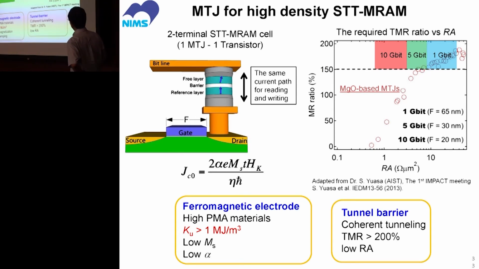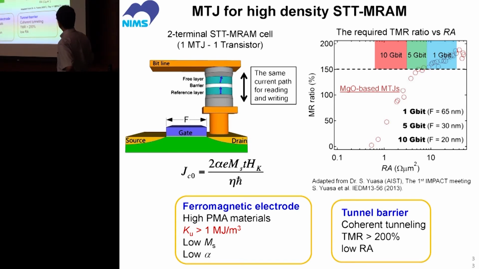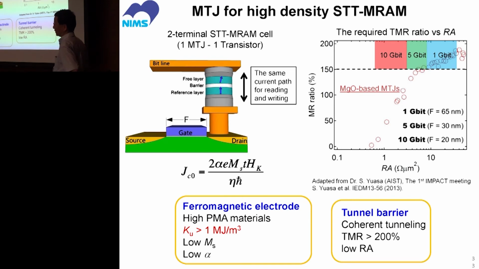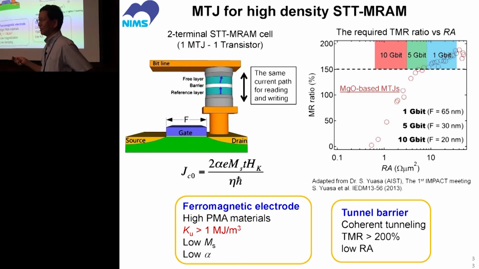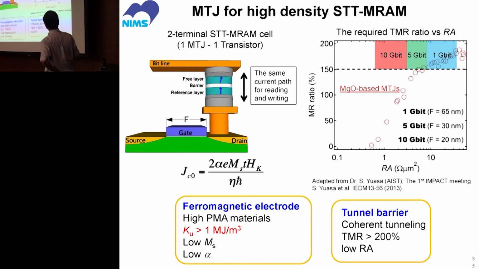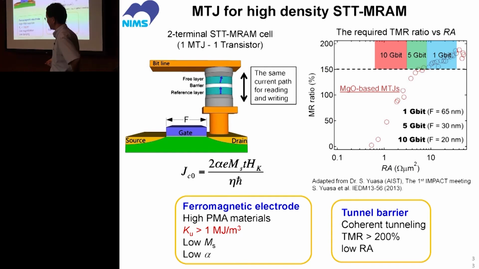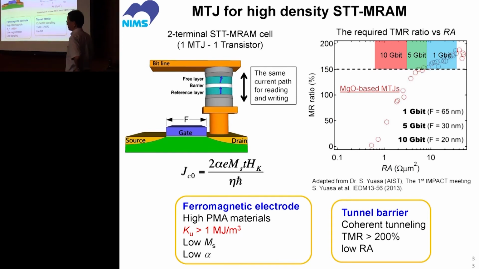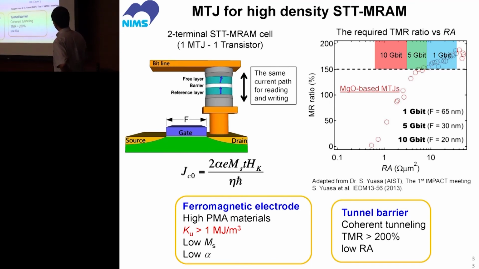So this is the MR ratio and RA requirement. Currently, the capacity of STT-MRAM is very small, so current TMR devices can satisfy that requirement. But if we want to go to 5 gigabit or 10 gigabit capacity, large capacity STT-MRAM, the requirement for the magnetoresistive devices changes. As we saw in the CPP-GMR, we have to go to a lower RA range, not as low as required for the CPP-GMR, but we definitely have to go to the 1 ohm square micron range.